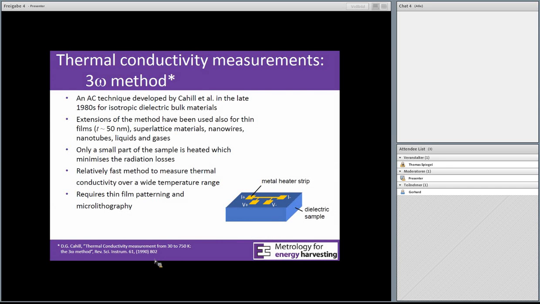The benefit of this method is that only a small part of the sample is heated, which minimizes the radiation losses. And also because only a small part is heated, it's a relatively fast method. You don't have to wait for a long time for the whole sample to stabilize. And also you can quite quickly measure a wide temperature range. On the other hand, this method requires sample preparation. You need to pattern a thin film on the sample using, for example, microlithography.